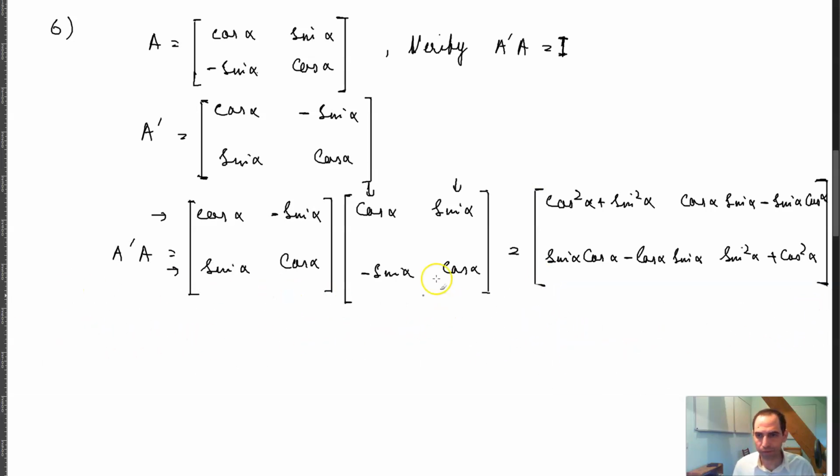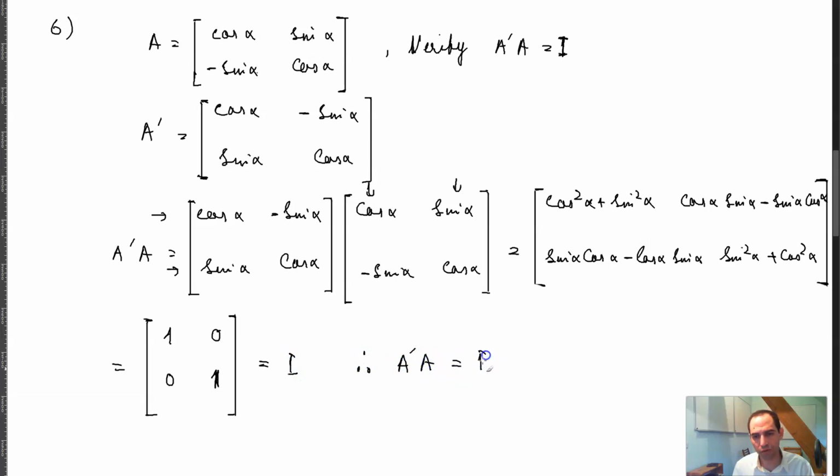And then you have cos squared alpha plus sin squared alpha is equal to 1. Cos alpha sin alpha minus sin alpha cos alpha is equal to 0. Sin alpha cos alpha minus cos alpha sin alpha is equal to 0. And sin squared alpha plus cos squared alpha is equal to 1, which is the identity matrix I, and therefore A prime times A is equal to I. That is part 1 of question number 6.